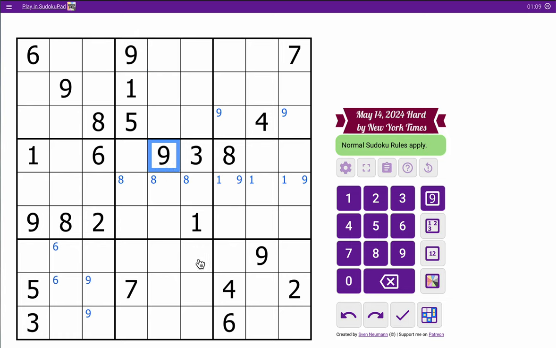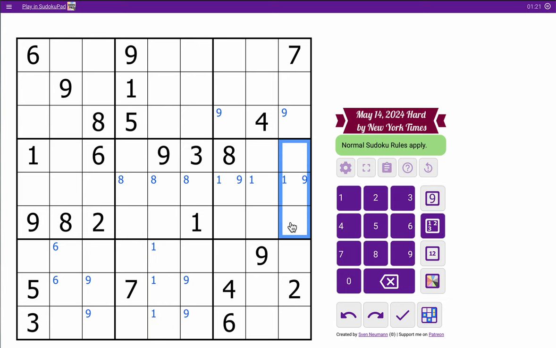Those two nines force it one of these two. These two ones force a one of those three. I think that's all I get in the rightmost columns. Four is going to end up in those three. 8, 6, 9, 7, 2, otherwise I'm done.